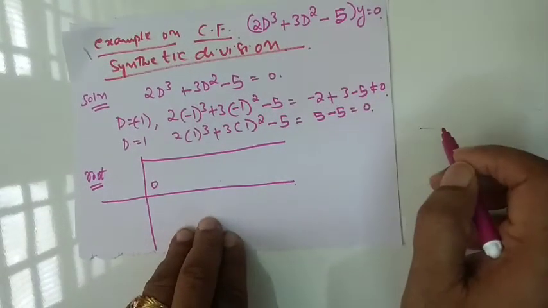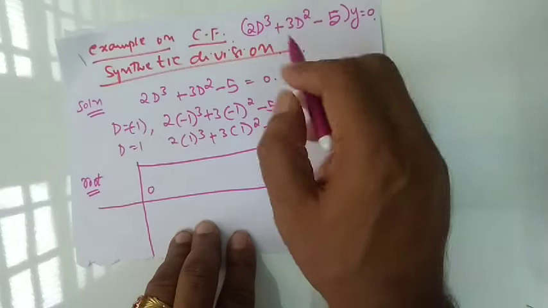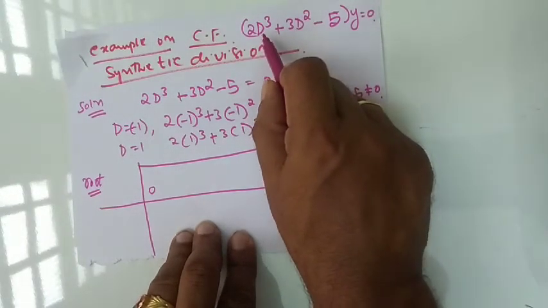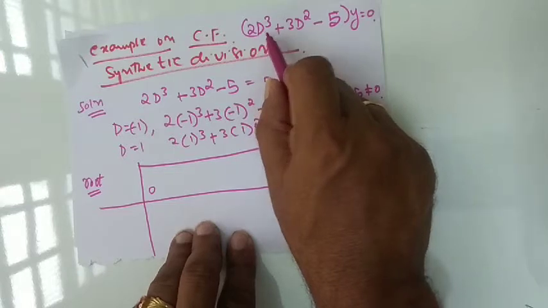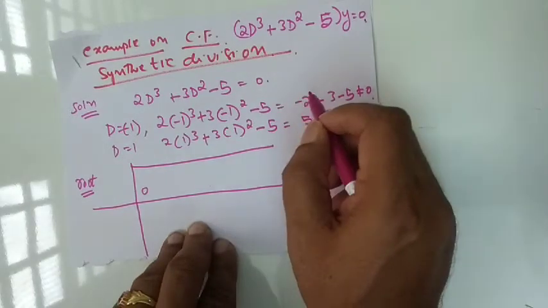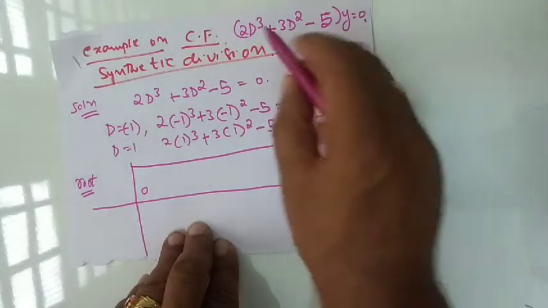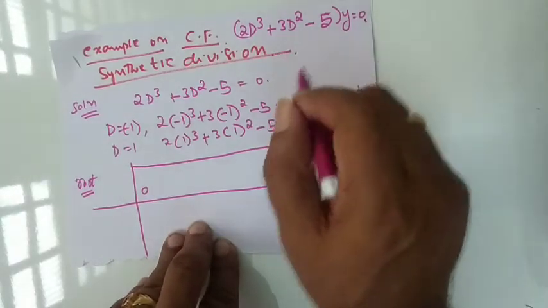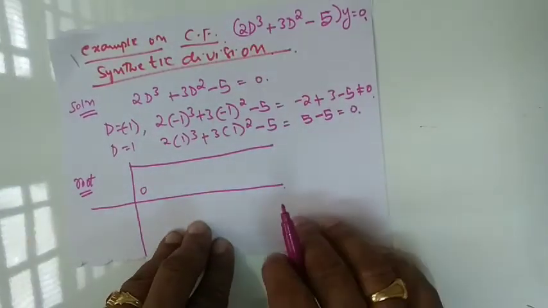Let us take a problem on synthetic division. Now suppose you are asked to find the general solution of the complementary function of this example: 2D cubed plus 3D squared minus 5 operated on y is equal to 0. It may be some other problem, maybe 2D to the power 4 plus 4D squared minus 5 is equal to 0. Now I have taken a simple problem like this.